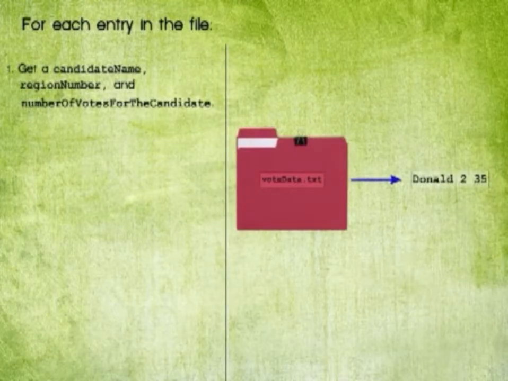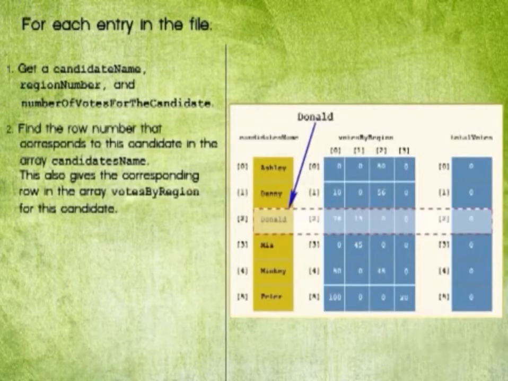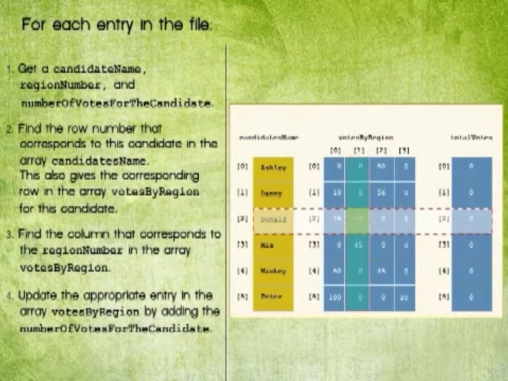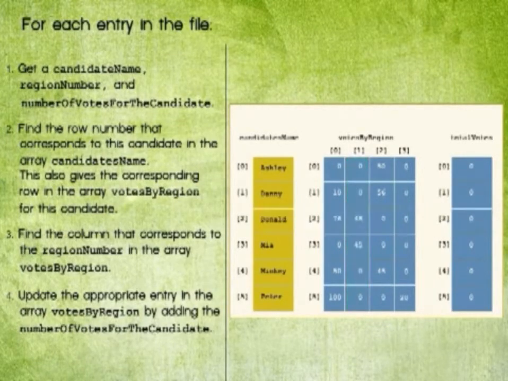Next, we will process the voting data. For each entry in the file vote_data.txt, we will do the following. First, get a candidate name, region number, and number of votes for the candidate. Next, find the row number that corresponds to this candidate in the array candidate's name. This also gives the corresponding row in the array votes by region for this candidate. Then find the column that corresponds to the region number in the array votes by region. Finally, update the appropriate entry in the array votes by region by adding the number of votes for the candidate.